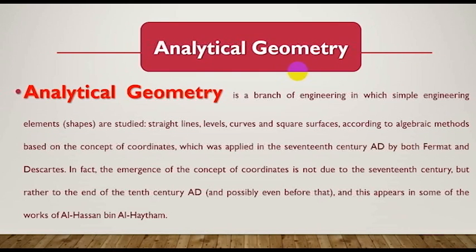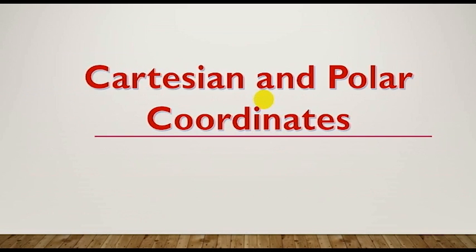This was a branch of engineering that we found a long time ago, maybe during history. Hassan ibn Haytham was one of those scientists who talked about that analytical geometry. So let's start with analytical geometry, talk about Cartesian and polar coordinates.